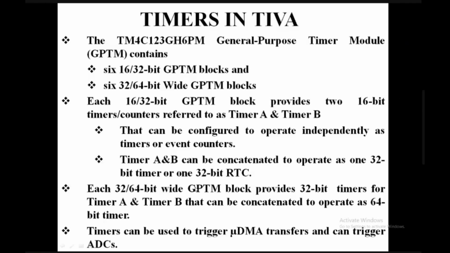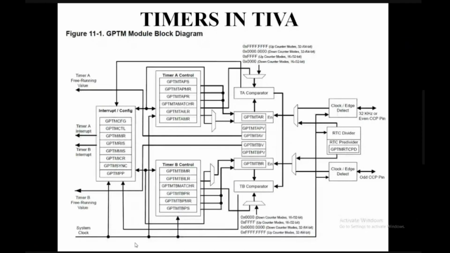So each 32 or 64-bit wide timer block provides 32-bit timers for timer A, and timer B is concatenated to operate as a 64-bit timer. Timers can be used to trigger micro DMA transfers and they can trigger the ADC. So direct memory access transfer as well as start of conversion of an ADC, both can be done by using timers. That is the convenience. And this is the timer block, right?